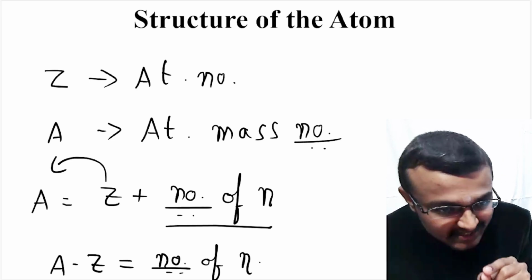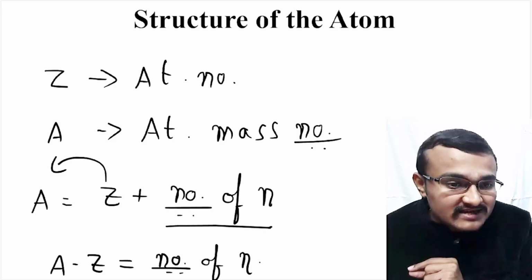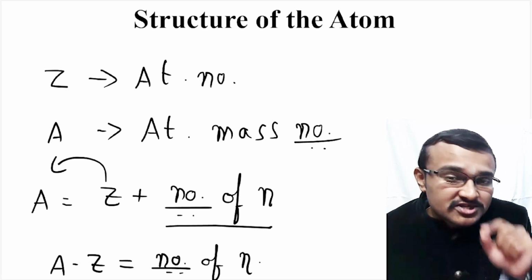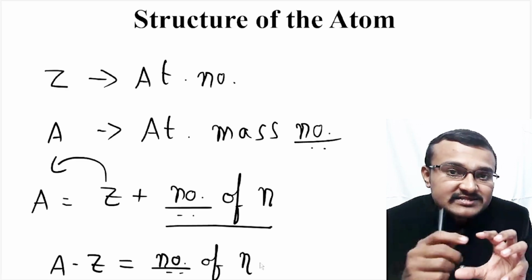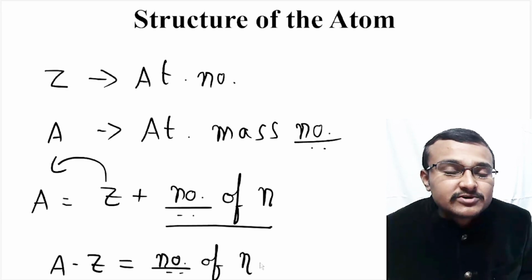Just by looking at the atomic number, you can tell how many electrons and how many protons are there. To calculate the number of neutrons, you should take the atomic mass number and subtract the atomic number from it. So you'll get the number of neutrons present in that particular atom.